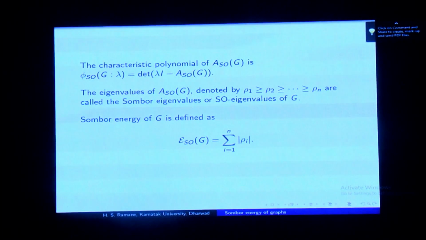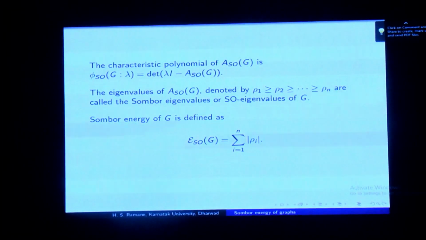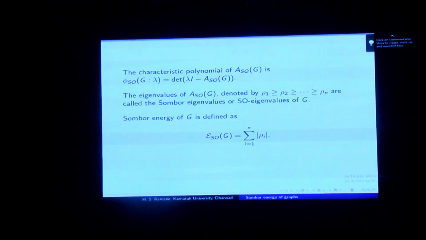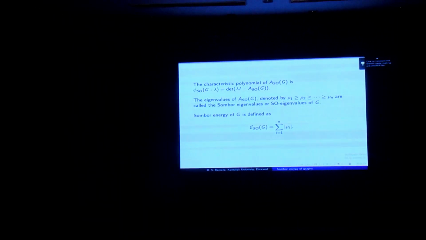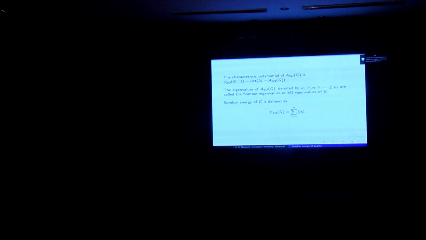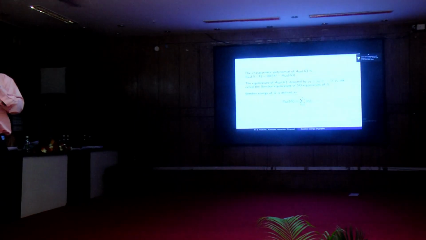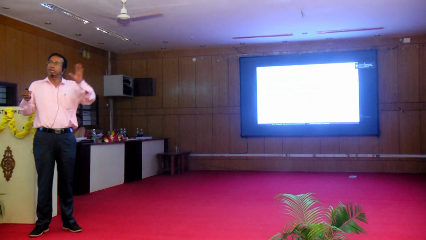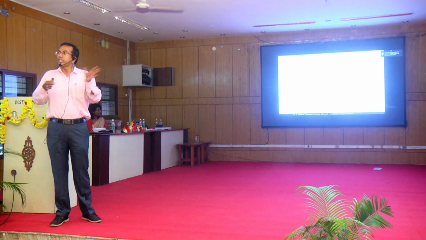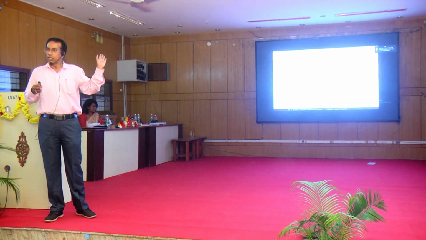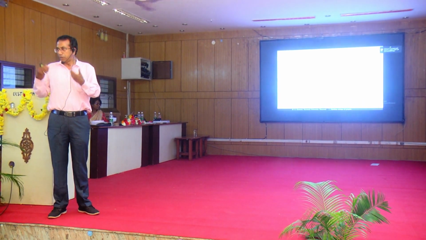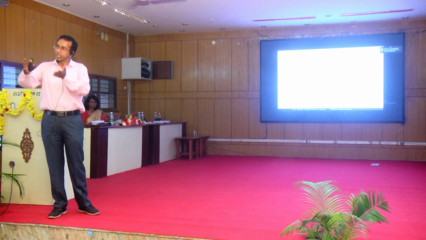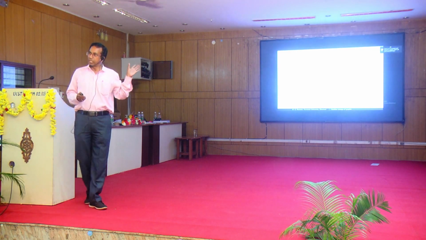Why has this name Sombor come? It's the name of a place. Even Zagreb index: Zagreb is the name of a city. The group of people who are working in that place, that's why they are given this name, Sombor index. Then the energy is also obtained, so the name is given Sombor energy. It's the name of a place in Serbia.